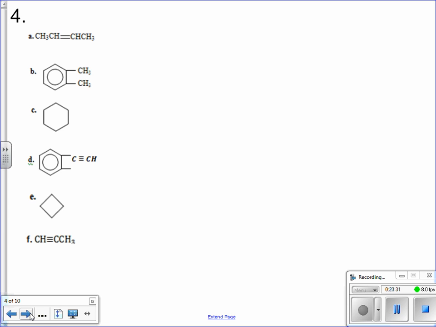Well, it's in between carbon 2 and carbon 3. We have to use the lowest number possible. So for 4A, it's going to be 2-butene. And it doesn't matter which way we count from, it would still be 2-butene.